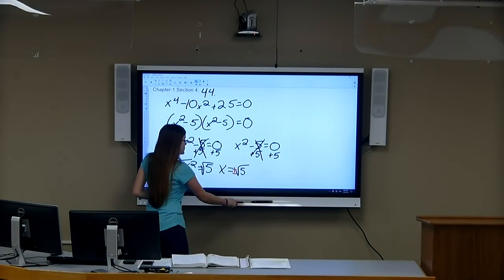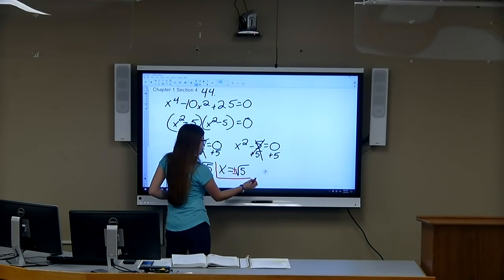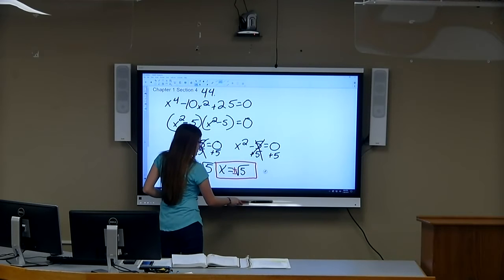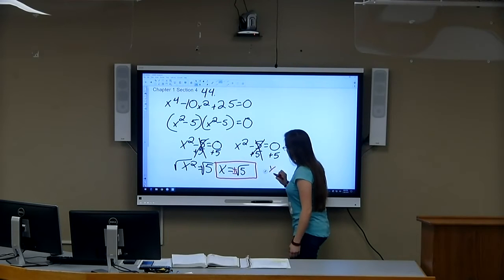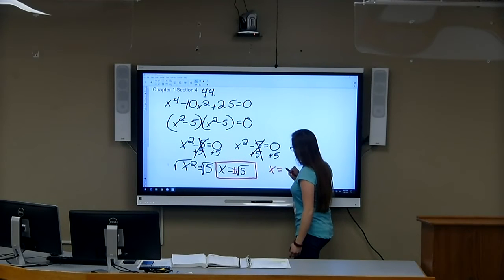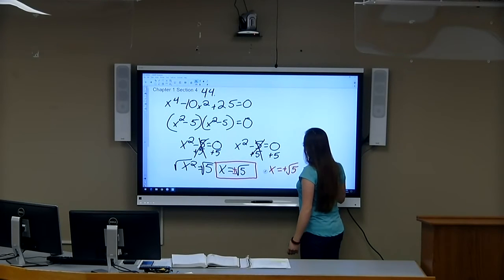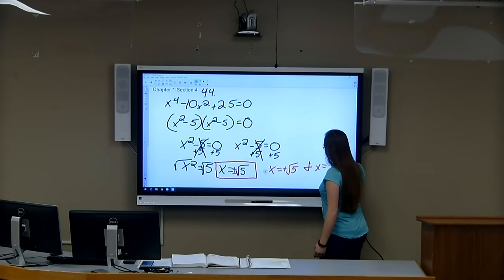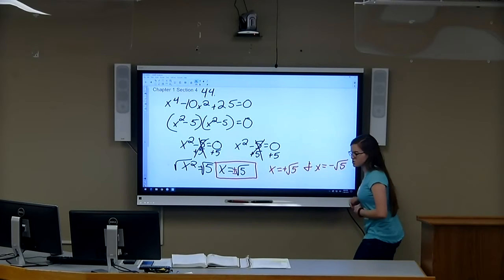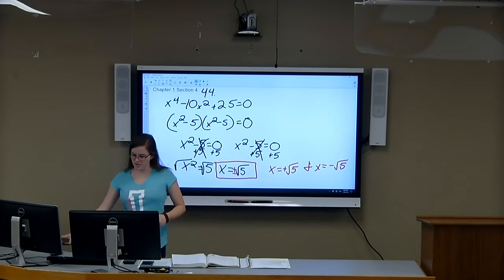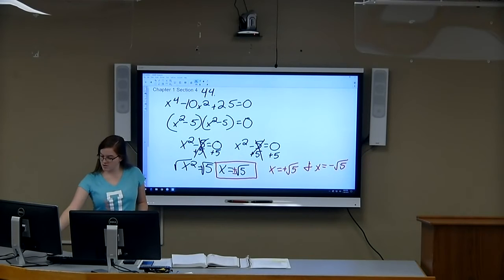That is a crucial part, and it will be counted against you if you do not include it in your answer. So you can either write it like this, like we've done before, or you can separate it out and write x equals the square root of 5 and x equals negative square root of 5. That answer would work as well. Either one, just whichever one you're more comfortable with. I use the plus minus one because to me it's easier to write down and it doesn't take up as much space.